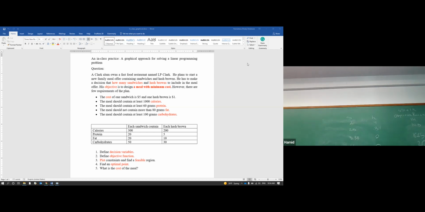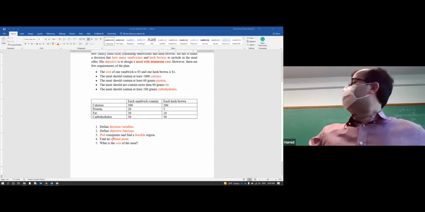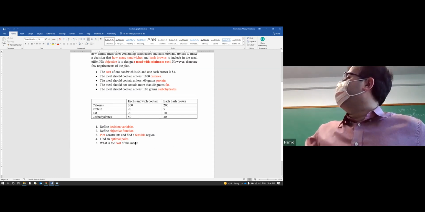So the optimal solution for the meal, which basically follows all the constraints, is having 2 sandwiches, 4 hash browns, and the cost would be $14. The answer to number 4 and 5, I'll give you a few minutes.